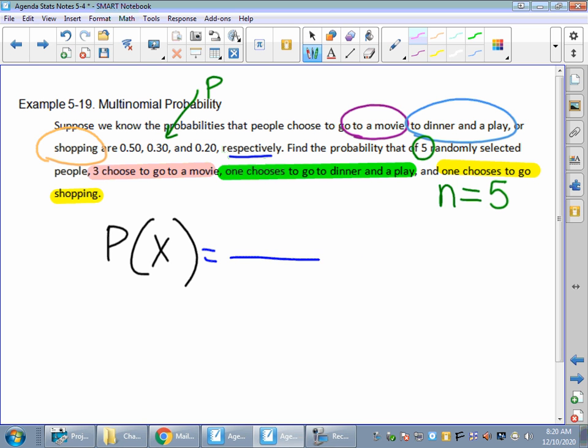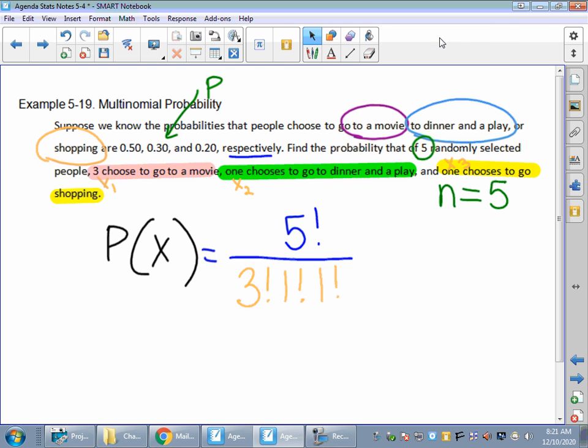So numerator is my n factorial. We said that's 5 because we're choosing 5 people. Denominator, 3 are going to a movie, so 3 factorial. That's my x sub 1. 1 chooses to go to dinner and a play, so that's my x sub 2. And 1 chooses to go shopping, so that's my x sub 3. So 3 factorial, 1 factorial, 1 factorial.